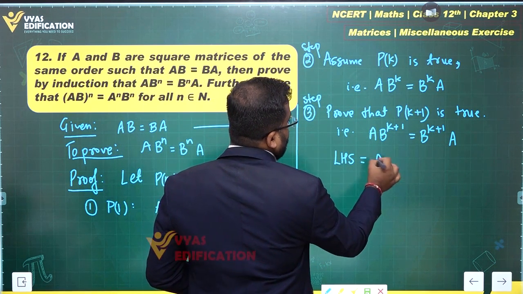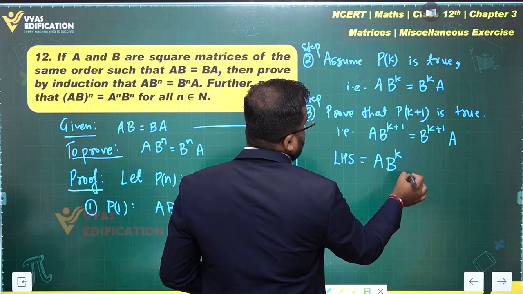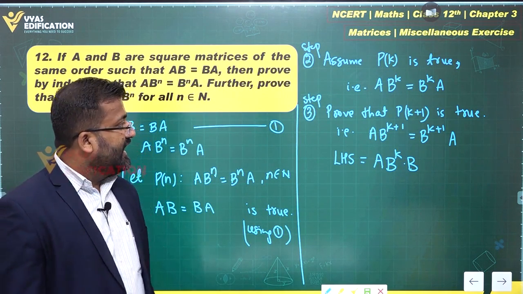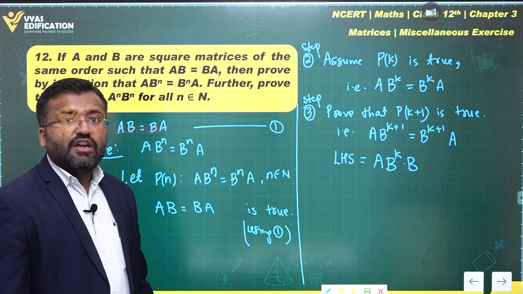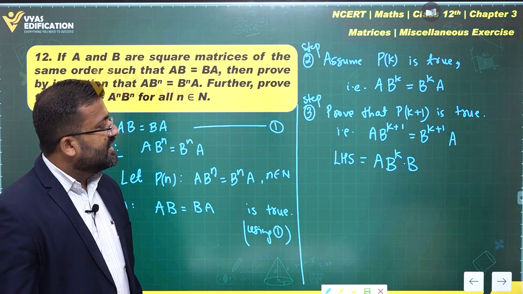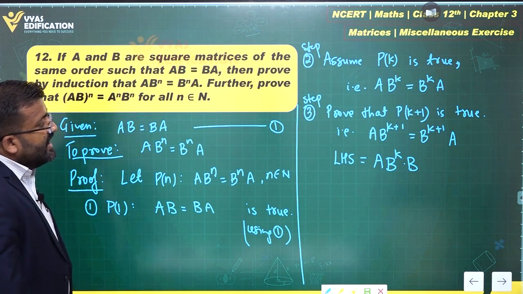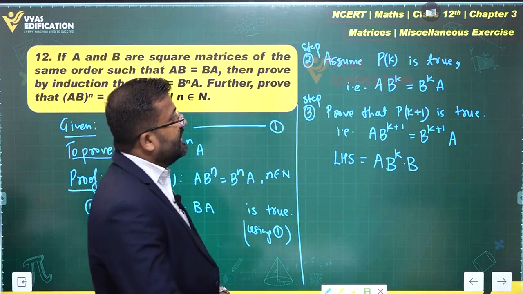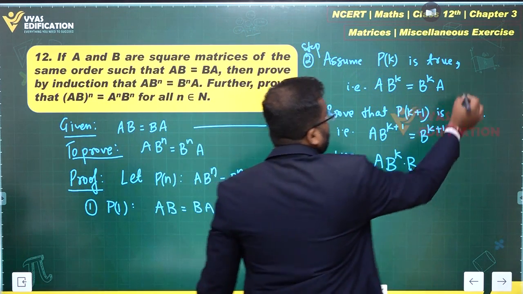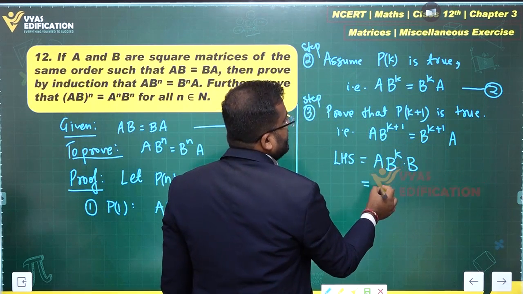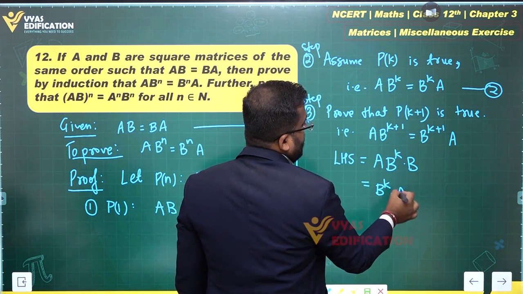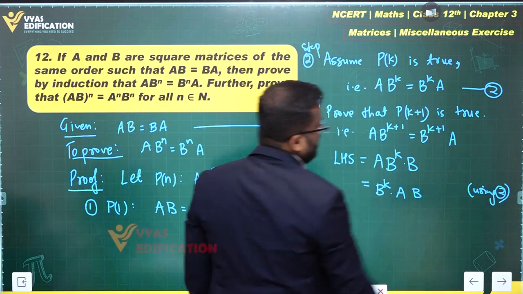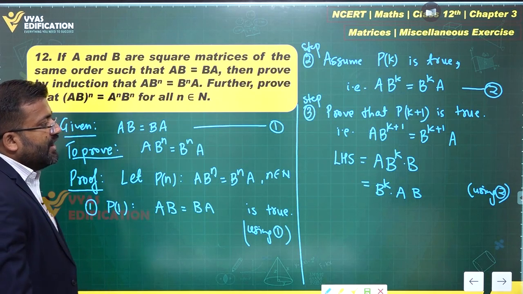LHS is equal to (AB)^k times B. Can you observe that? B^(k+1) can be written as B^k times B. Yeah, in this manner. What else? Once we have this, then this (AB)^k can be replaced by B^k times A with the help of that condition. Let's call this statement 2, and using 2, this can be done as B^k times A times B. This is using 2.